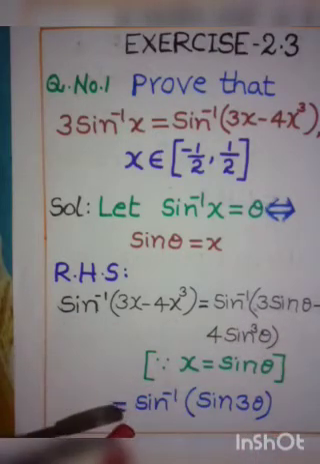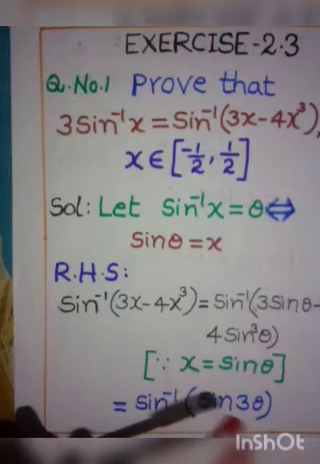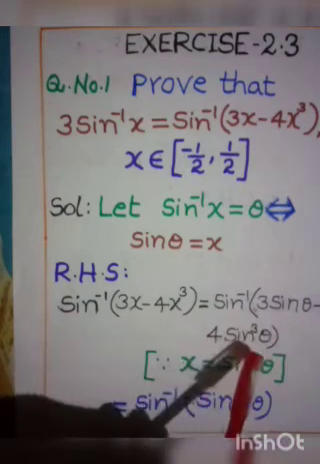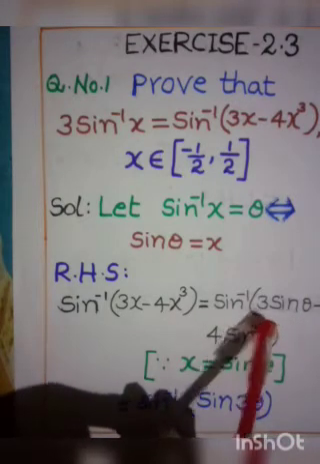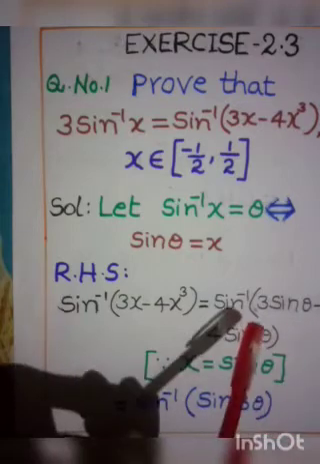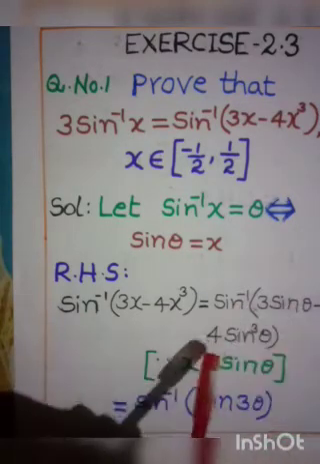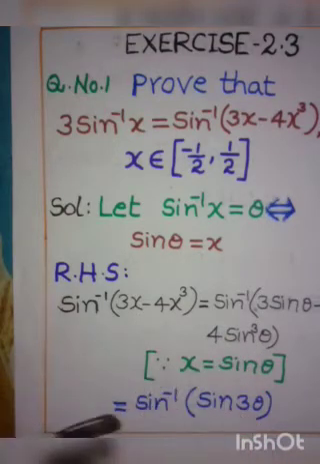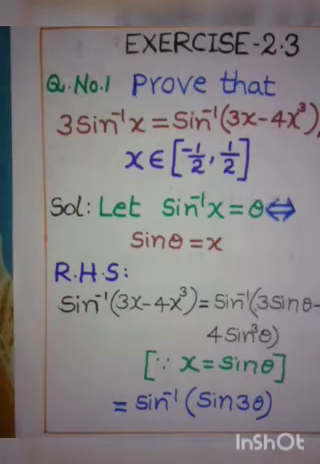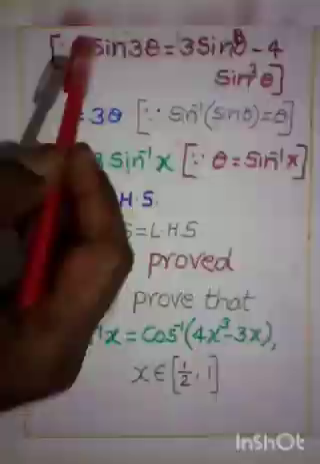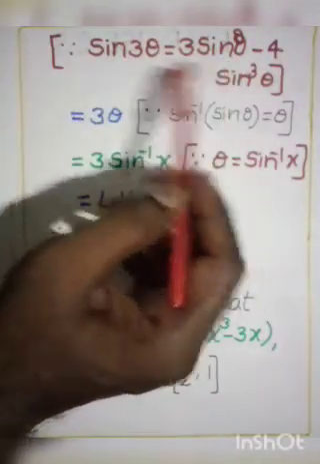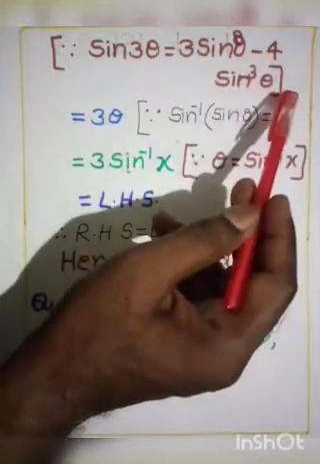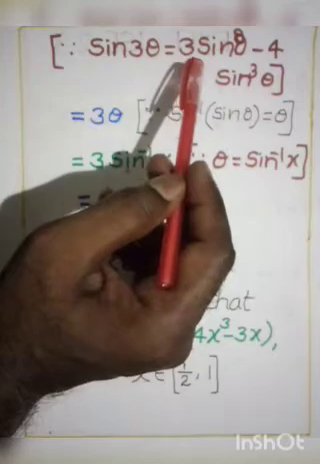Right. That is equal to sin inverse of sin 3 theta, because if you observe the terms in the brackets, this is the formula for sin 3 theta. Sin 3 theta is equal to 3 sin theta minus 4 sin cube theta. That is why I wrote here sin 3 theta. Understood this step, my dear children? Right. Here I wrote the formula also in the brackets. Sin 3 theta is equal to 3 sin theta minus 4 sin cube theta. That is why I wrote the previous step.